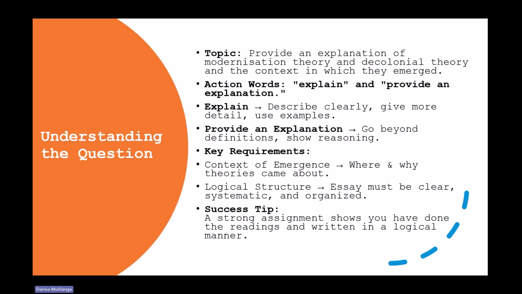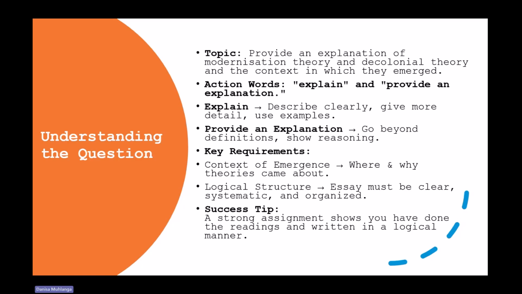So with regards to, remember I said action words equals explain and provide an explanation, whereby you go beyond just defining the two, right? So when we explain, now we are going to make something clear. To explain is to make something clear or easy to understand by describing or giving more information about it. Okay, so you need to present the information in a logical, systematic, and organized manner.